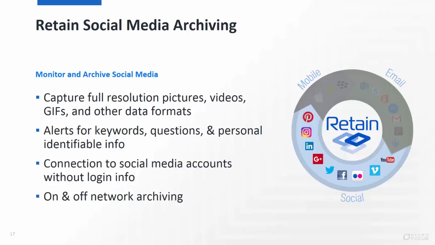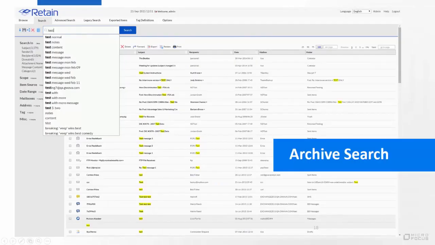We give you the ability to monitor your social media for keywords, questions, and personal identifiable info. You'll get an alert if there's a keyword that you've specified, or if there's questions, so that you'll be notified and you can know that those are out there and that you can respond to them. Also, you can connect to social media accounts without having the login info. You just have to have somebody logged into that account, and it's going to archive whether that's on or off the network. There's also a sentiment rating, so you can see how people are interacting with your social media. Whether that's positive or negative, you'll be able to see the sentiment of what your social media postings are doing. And all that information is archived in that central archive.